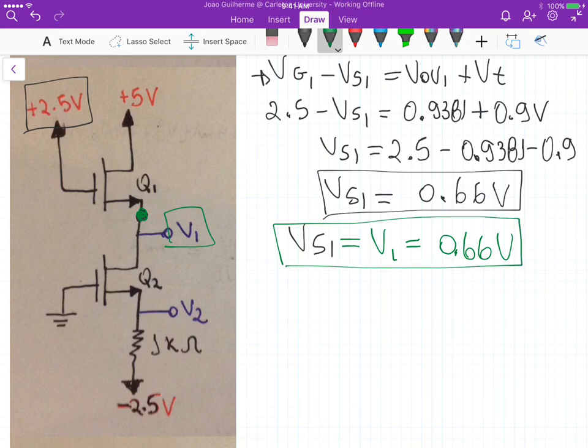So in summary, we started with this branch here, and then we figured out the value of ID. And because ID is the same flowing all over the drain and sources of our transistors, we could figure out this voltage VS1 here. Okay.